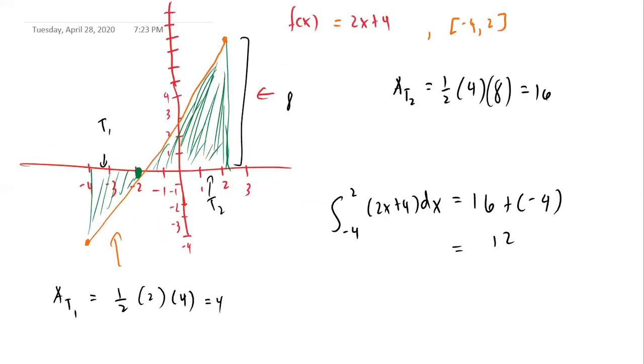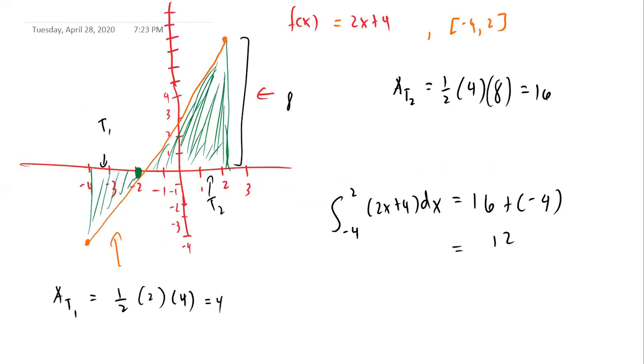So I drew a picture of what this looks like. Right? So in orange here, we have the function from -4 to 2. Right? And you see the area we're looking for. The area in green below the x-axis is going to be negative. I call that region T1. The area above the x-axis is going to be positive. I call that T2.